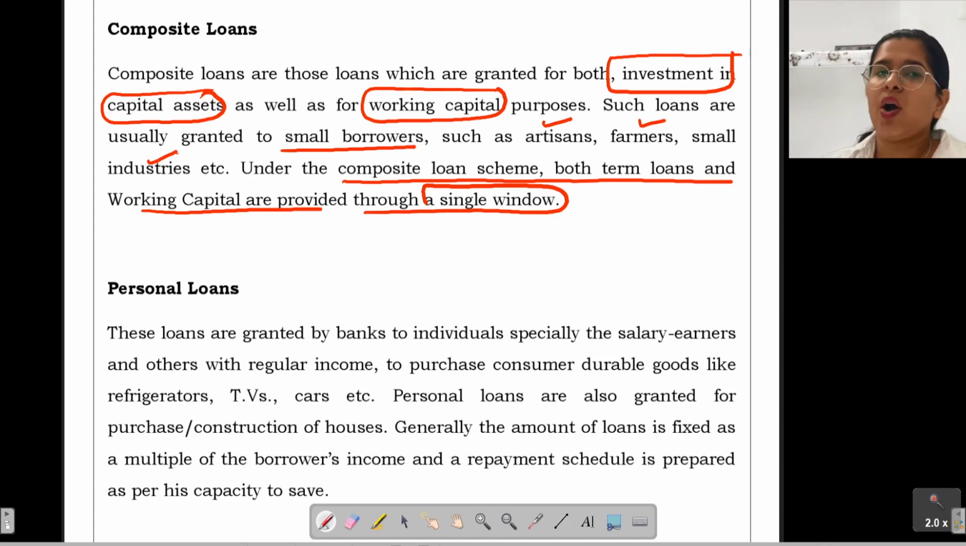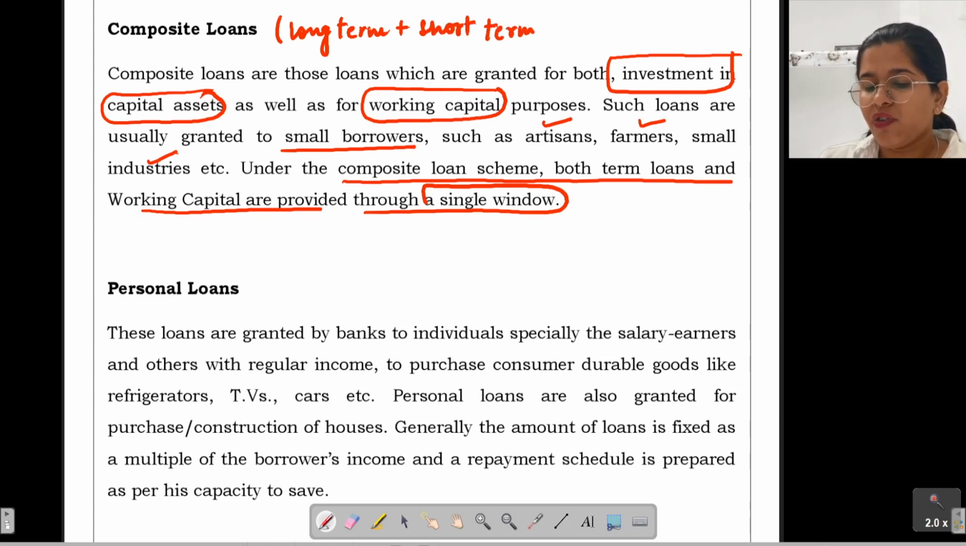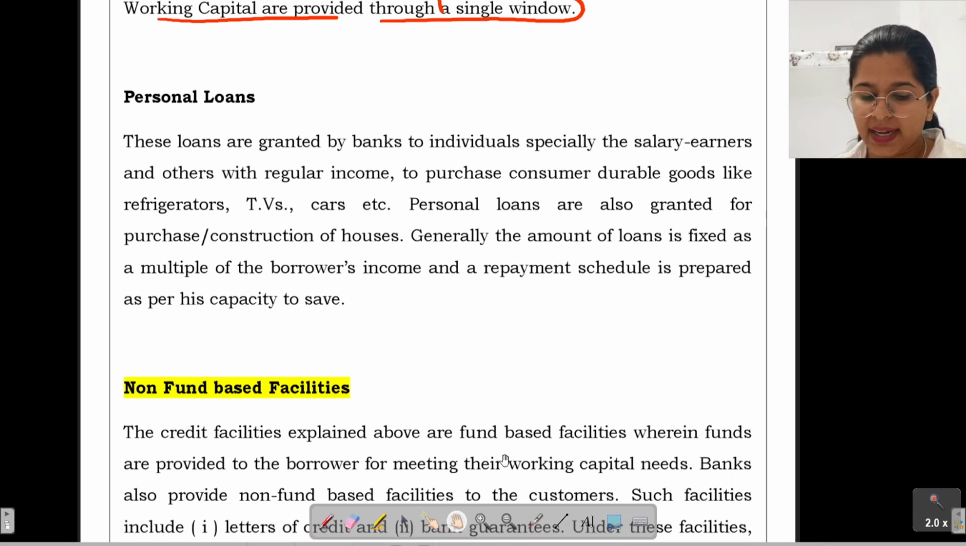So in the composite loans, you are provided the loans for the long term as well as for the short term, right? For both the cases. So that is why it has been called a composite loan. Now next we have the personal loans category.